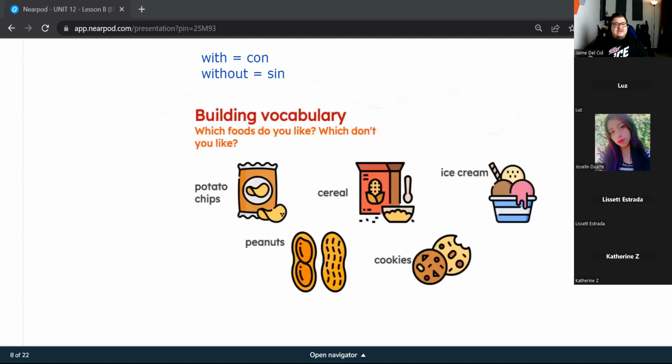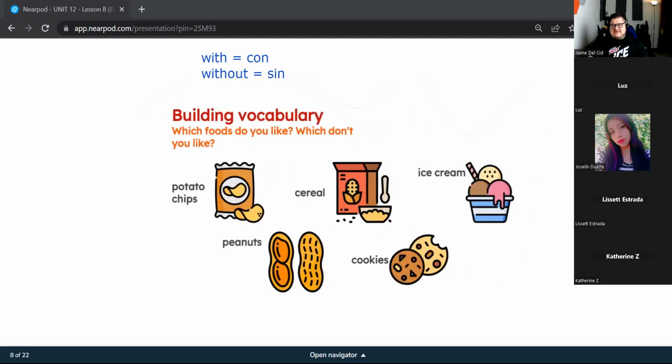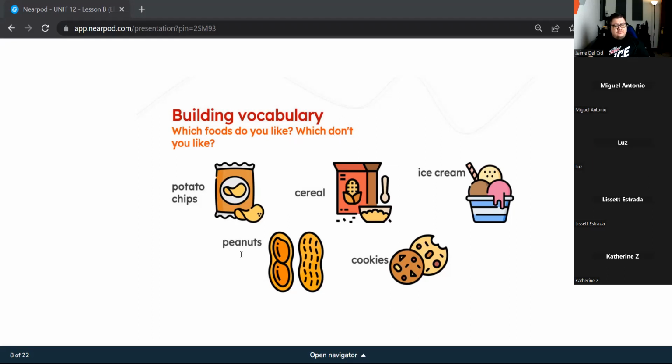Let's talk about maybe some snacks. So look at this. We have some snacks that we probably know. We have potato chips, we have cereal, we have ice cream, peanuts, and cookies. So I'm gonna start with Miguel. Miguel, can you help me reading the names of each of the items? Potato chips, peanuts, cereal, cookies, ice cream. Okay, perfect. Thank you very much.